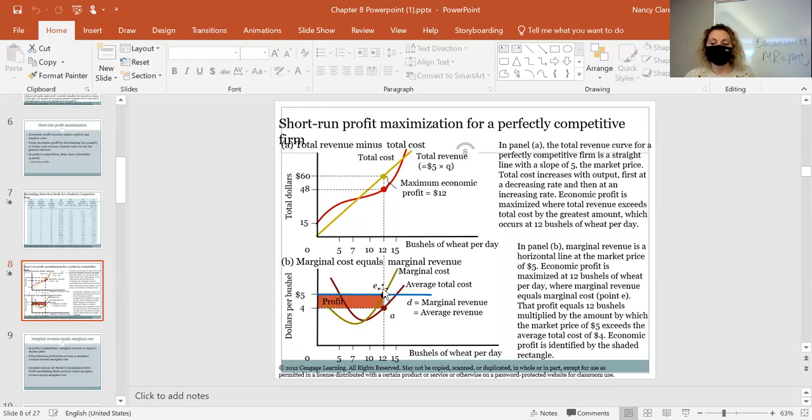It is basically this area that I've shaded in this rectangle here, okay? It's a very common way to do this analysis to put this rectangle in here that reflects the amount of your profit or your loss, as the case may be. And we're going to talk about that here in a minute. Any questions about that?